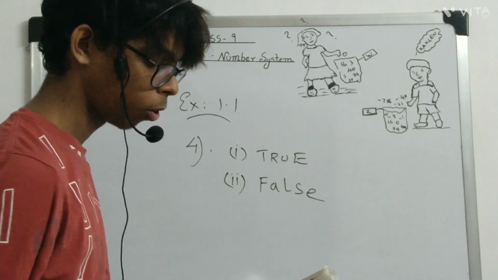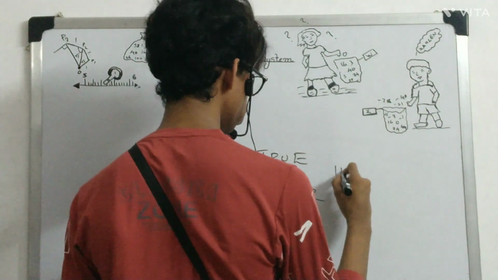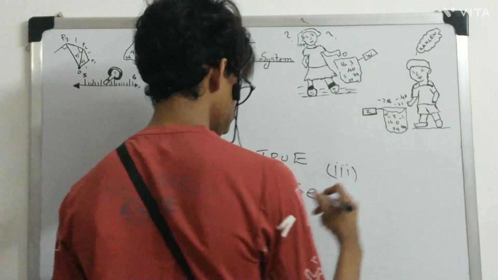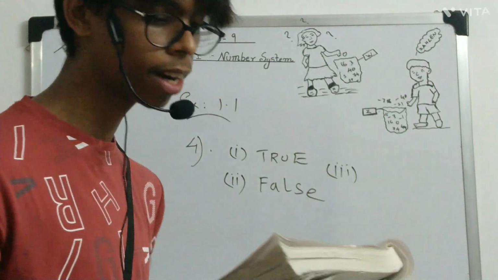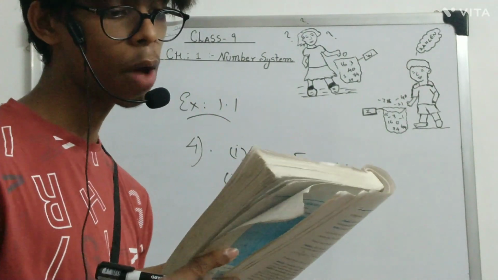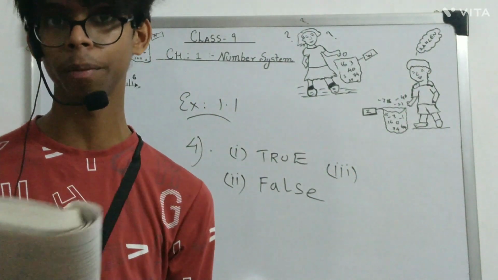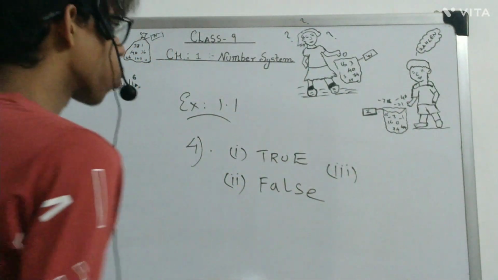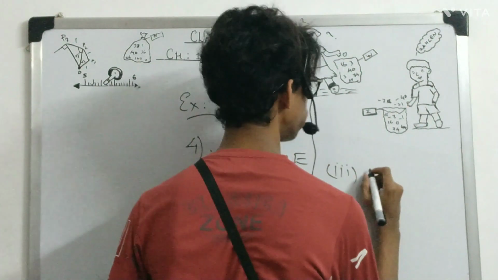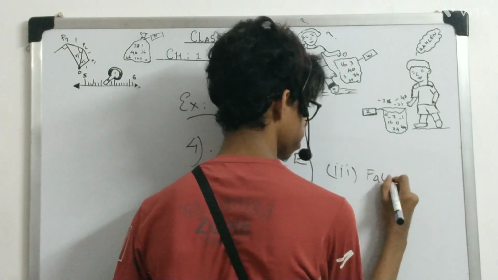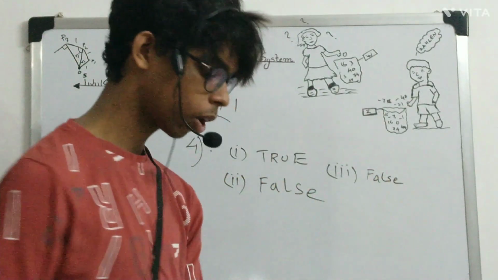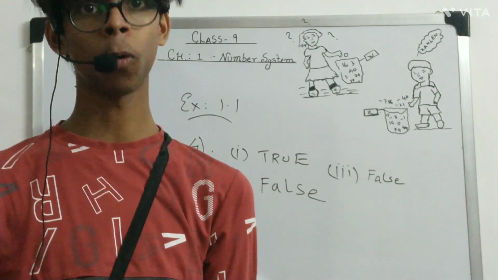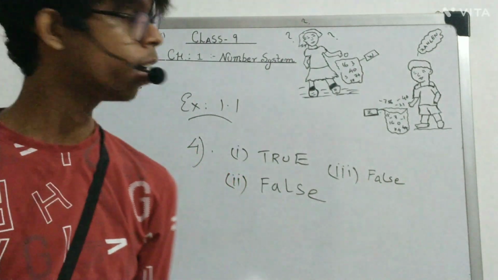Okay. Now the next question, the third question, is a similar question that we had done in the example also. Every rational number is a whole number. In our example also, that is a false statement.